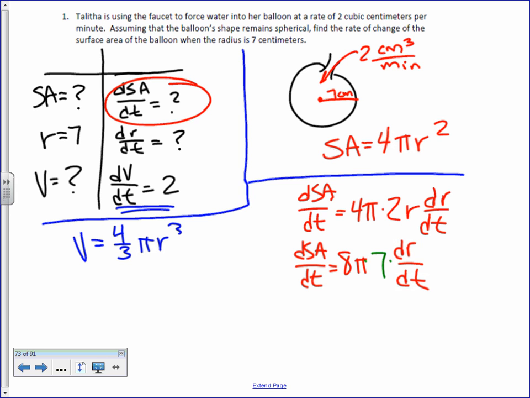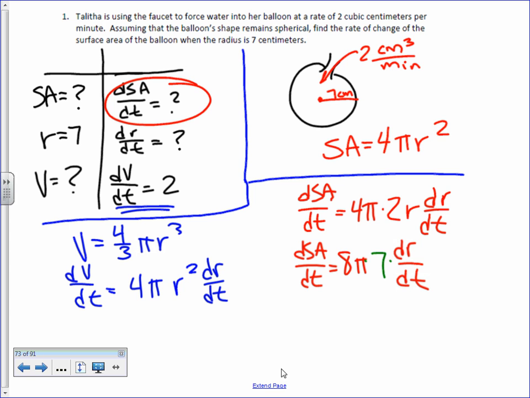And when I take the derivative, I get dV dt equals 4 pi r squared dr dt. Because the 3 from the r cubed is going to come down and cancel out with the 3 in the 4/3. And I have to do the chain rule, so that's where I get dr dt.